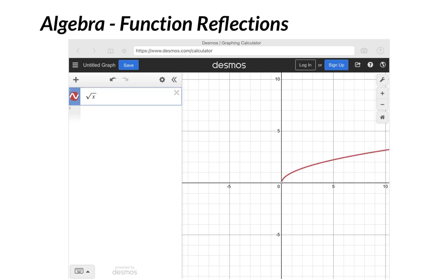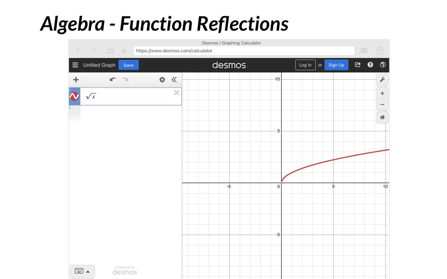I want to talk about functions and how we can reflect them. Now, what I have up here right now in Desmos is the graph of the square root of x. So let me start by pointing out the features of this function. Here it is. We've got square root of 4 is 2. Square root of 9 is 3. So you can see it's always increasing, but it's bent down. I guess I should have started with the square root of 1 is 1. So this is the square root.